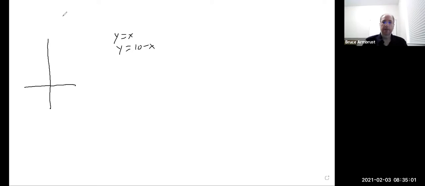Okay, so y equals x. Hopefully you guys all remember what that looks like. That's just the line that goes through the origin with slope 1. 10 minus x. Well, that's got a y-intercept of 10, and it's got a slope of minus 1, so it does something like that. And then the x-axis, of course, is this guy down here. So the region that we're rotating is this triangle right there. And we're going to rotate it about the x-axis.